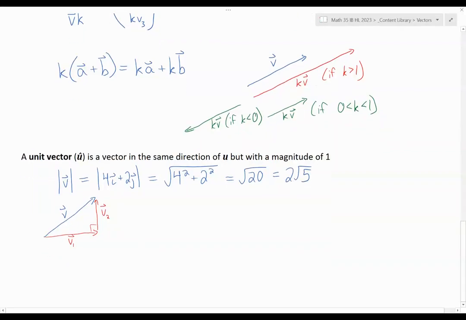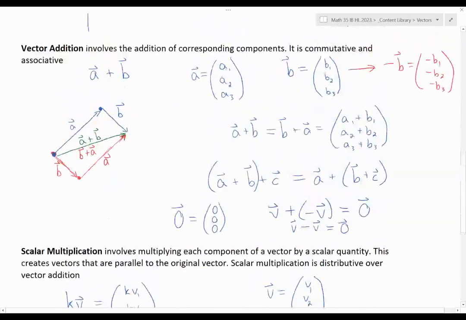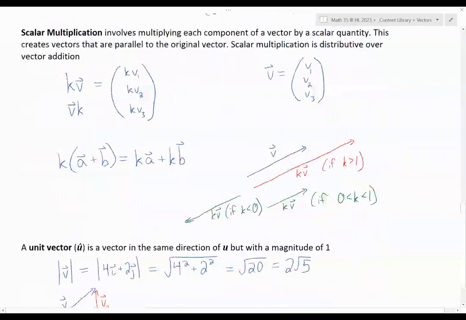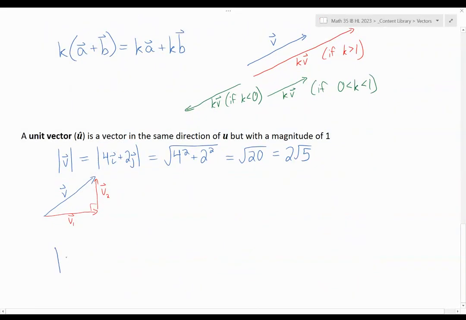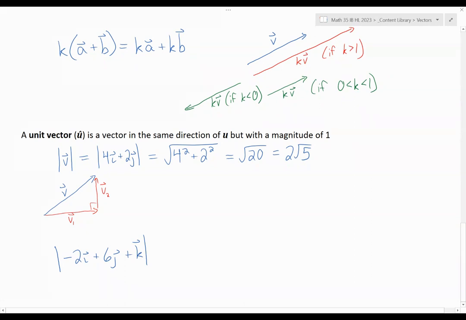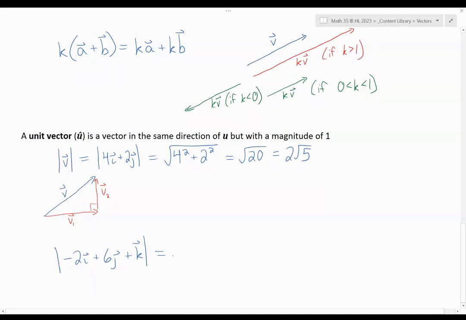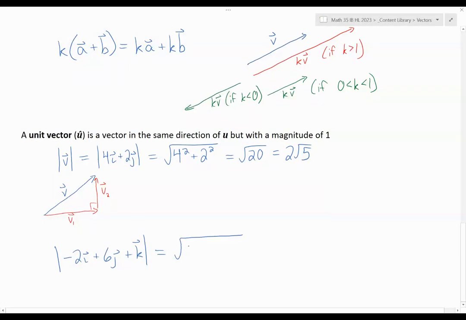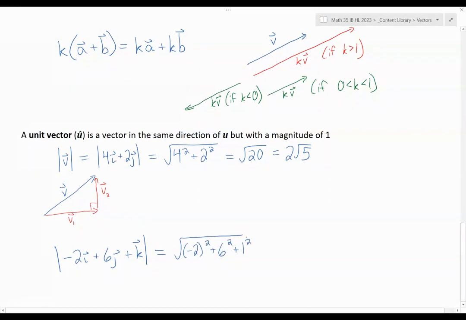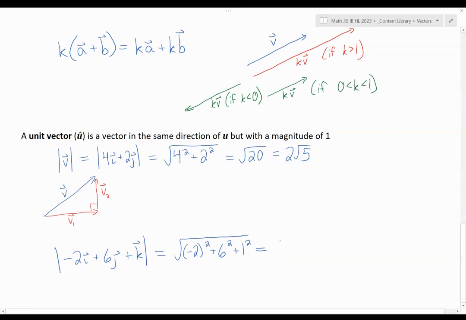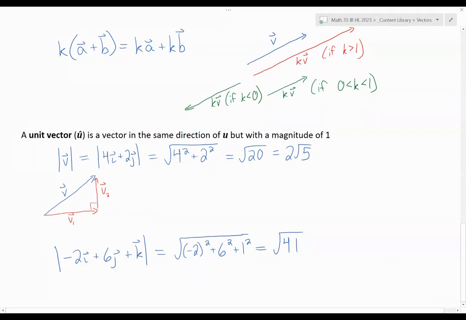In 3 dimensions, for example, I haven't given any specific examples of that, have I? So let's say I want the magnitude of negative 2i plus 6j plus k. So that's a 3-dimensional vector with a horizontal component of negative 2, a vertical component of 6, and a depth component of 1. The magnitude of that is going to be the square root of negative 2 squared plus 6 squared plus 1 squared. So in other words, the square root of 41 would be the magnitude of that vector.